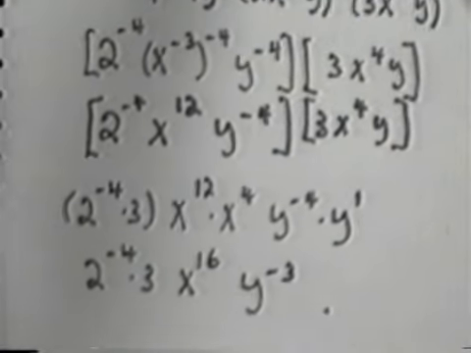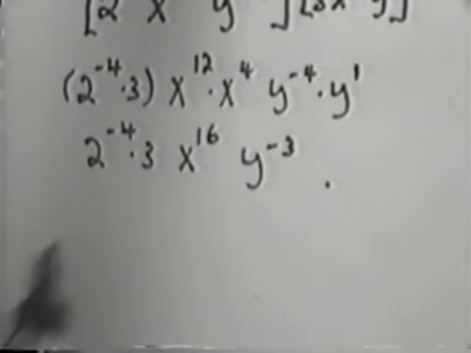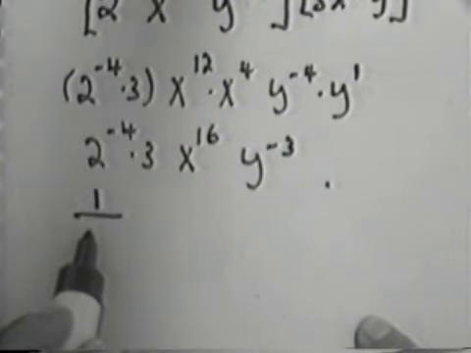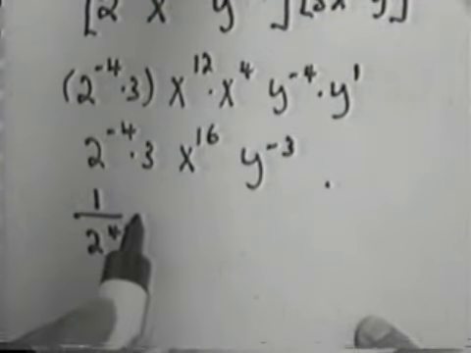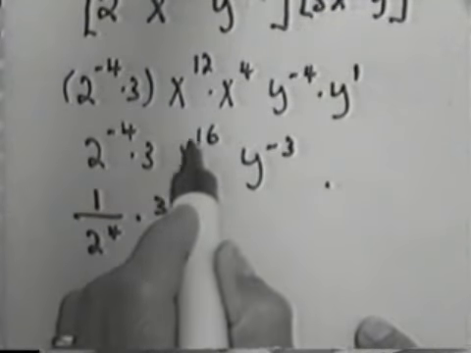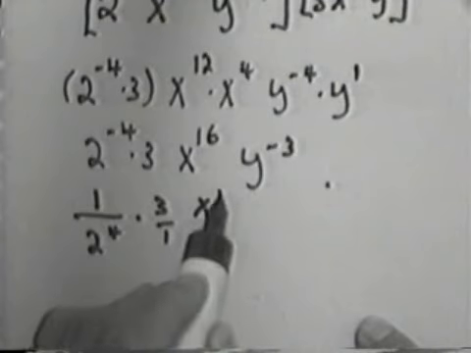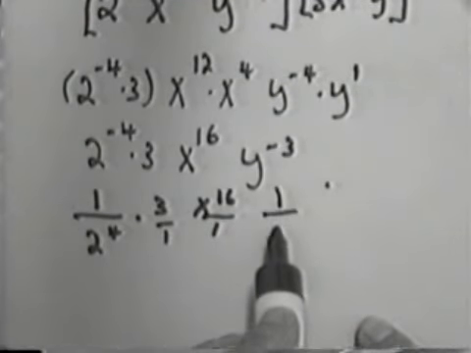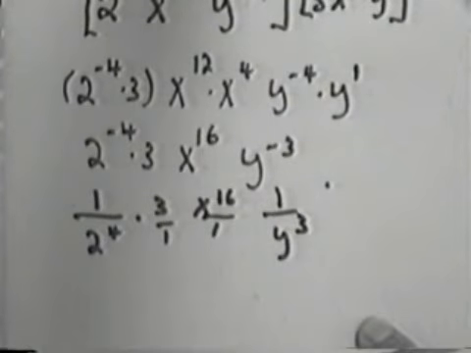Now I need to put my answer in good form. I have a negative exponent, so I take the reciprocal. So it'll be 1 over 2^4. I leave the 3, which is understood to be 3 over 1. I have a positive exponent, so I'll leave it. And I have a negative exponent, so I'll do the reciprocal.